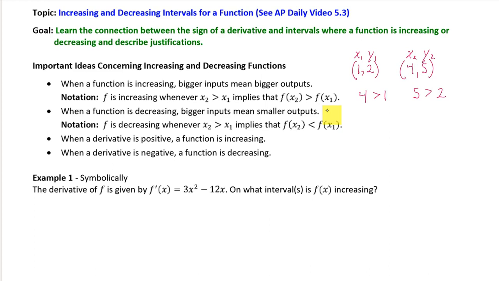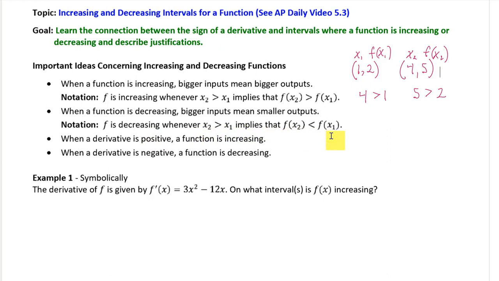You can think of these as y1s and y2s, or you can think of them as f of x1s and f of x2s. That's basically how the notation is working there. And just by looking at these coordinates, 1, 2 is definitely below 4, 5 if you were thinking about an increasing function. When a function is decreasing, the opposite happens. Bigger inputs mean smaller outputs. f is decreasing when x2 is greater than x1, which implies that f of x2 is less than f of x1.